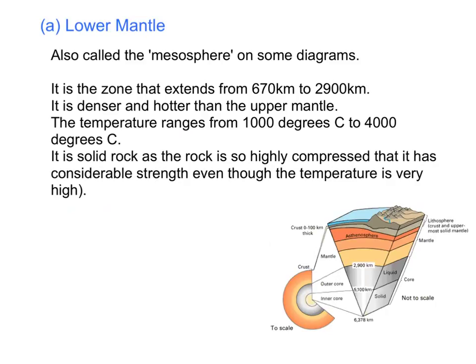It is denser and hotter than the upper mantle because it's closer to the core, and the temperature therefore ranges from 1,000 degrees to 4,000 degrees. It is solid rock as it's so highly compressed that it's got so much considerable strength even though the temperature is very high.